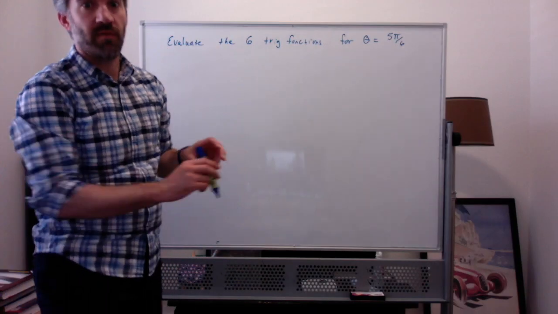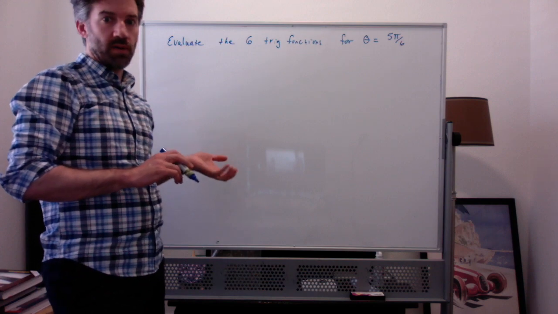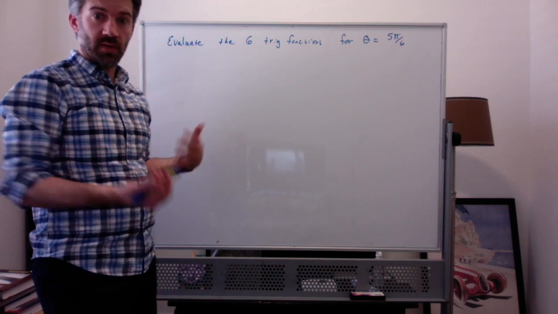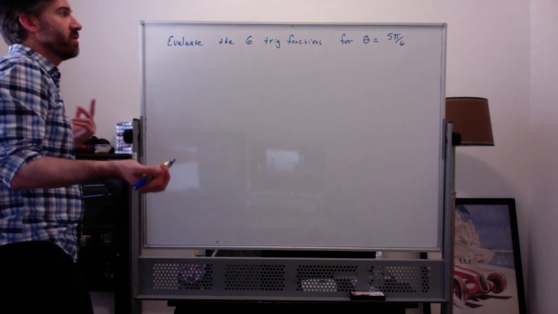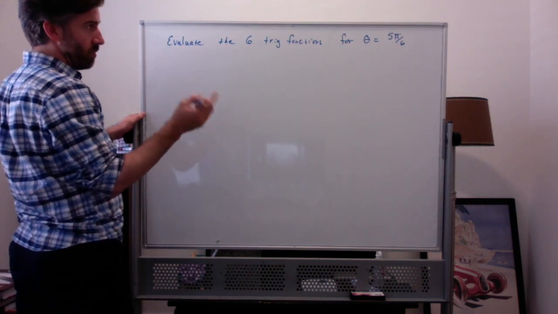I'm going to talk about how to evaluate the 6 trig functions for angles in quadrants 2, 3, and 4 that have a known reference angle. So we're going to evaluate the 6 trig functions for theta equal to 5 pi over 6. So 2 things I like to do when I'm doing this.